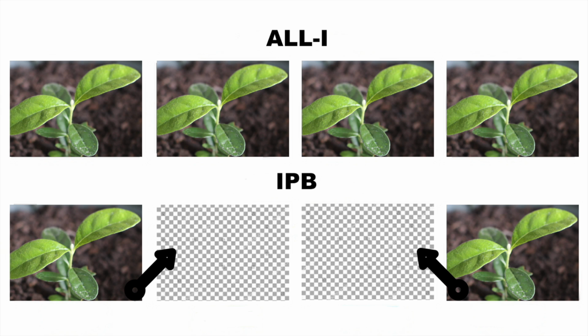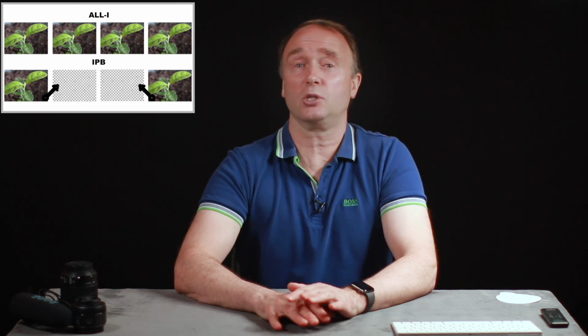IPB, also known as long GOP, captures a full image every 3 frames. 2 in-between frames are guessed by the camera on what it expects to be there. On the plus side, files are about 3 times smaller, which adds up over time. However, I prefer all-I. It provides the best quality and the image stands up under motion and can tolerate aggressive color effects. For most scenarios, IPB will deliver great results and require less storage.